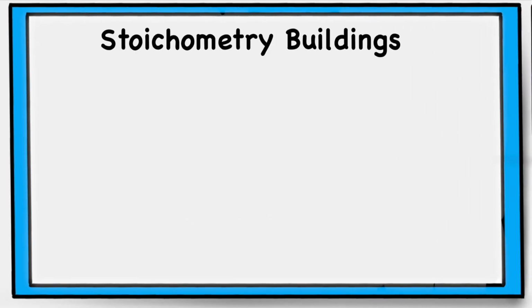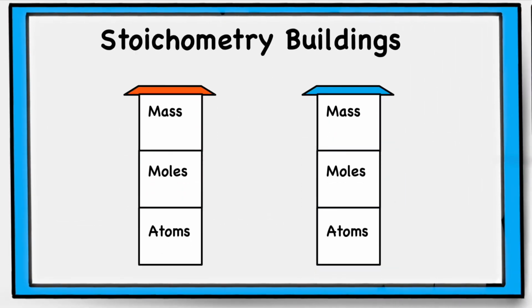So I like to think of stoichiometry problems as two buildings next to each other. Each building has three floors named atoms, moles, and mass. On the second floor of each of these buildings, they are connected through a bridge conveniently called the mole ratio. If I am in the mass floor, or the third floor, of one building and I have to go to the mass floor of another building, I'm going to have to do the following.